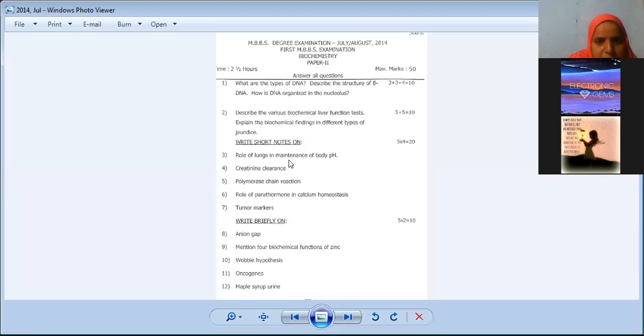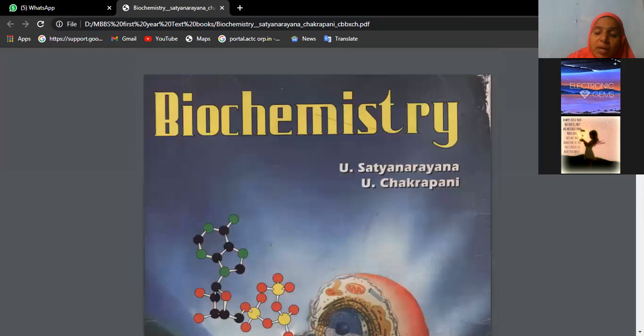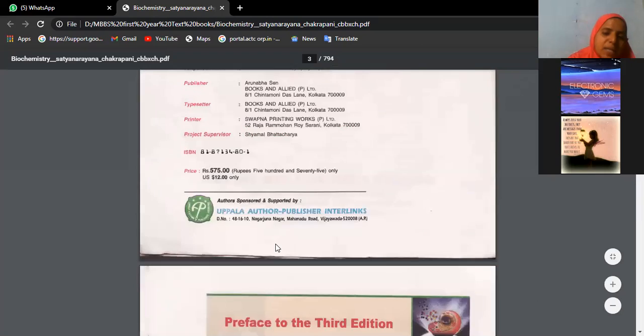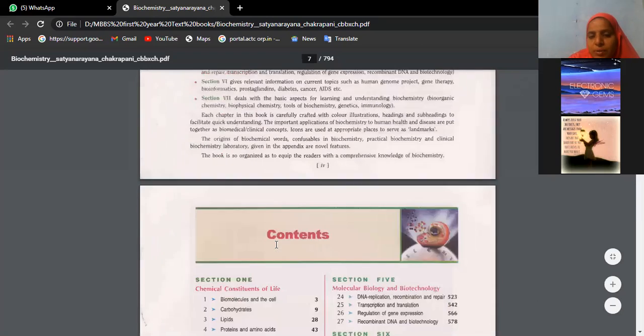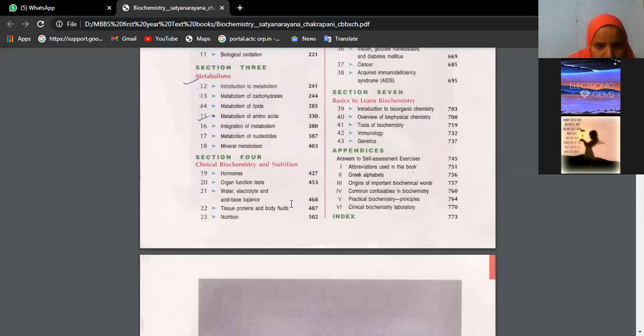Okay, role of lungs in the maintenance of body pH. So we have already done the role of what, beta? Ritika, in the chapter pH regulation, we have three mechanisms for the regulation of pH. One mechanism we have done in our previous classes.